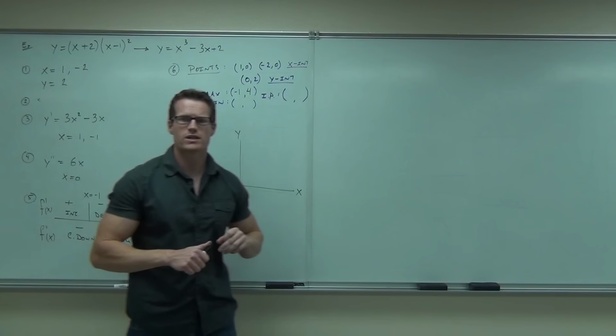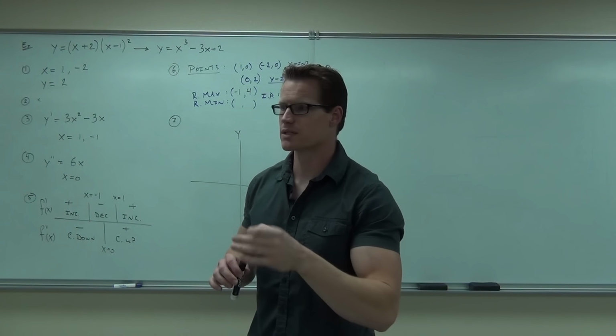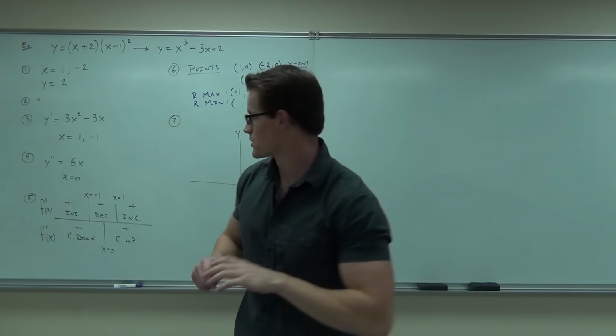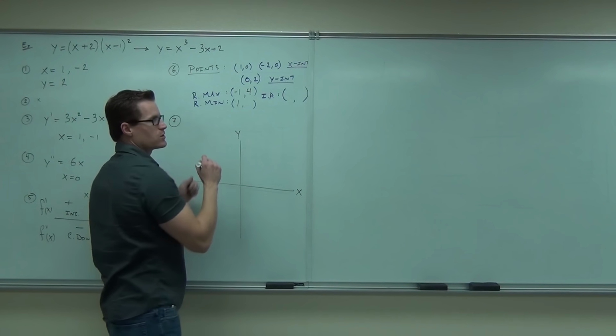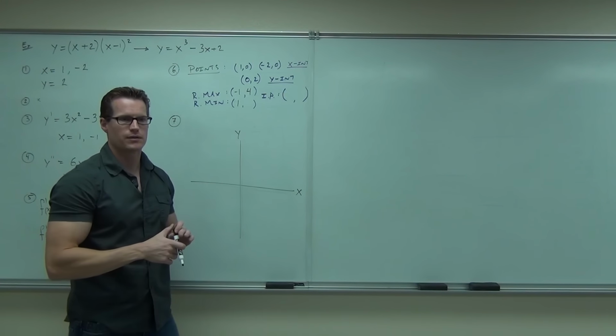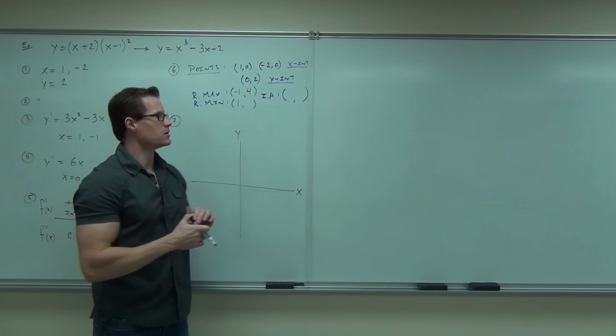Find your relative min. What's the x value for your relative min, please? What is that? So I'm going to put a 1 here. How do I find the y value? Plug it in. That one's 0.